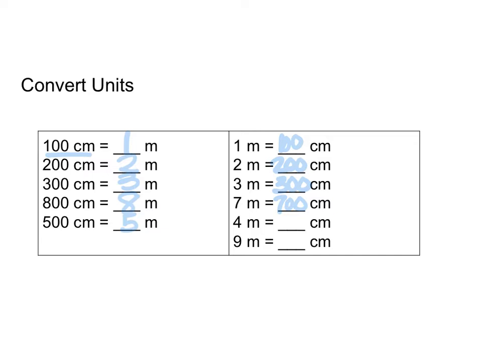4 meters would be 4 times 100. And 9 meters, 900 centimeters. Oops, I lost my 9 there. There you go, and that is our little part where we're practicing with converting our units.